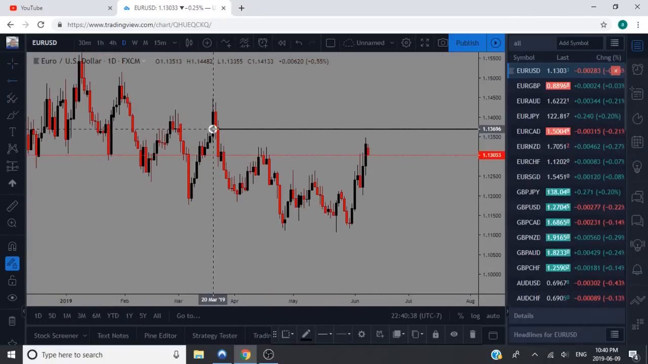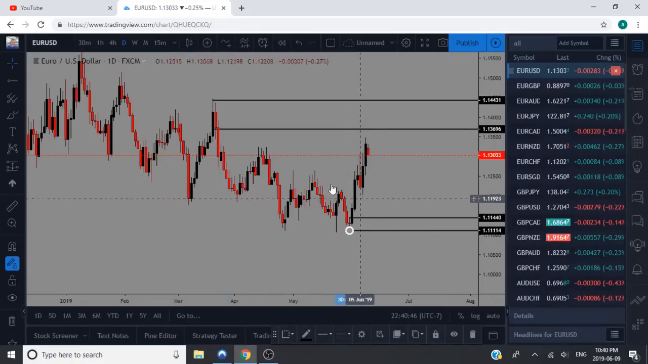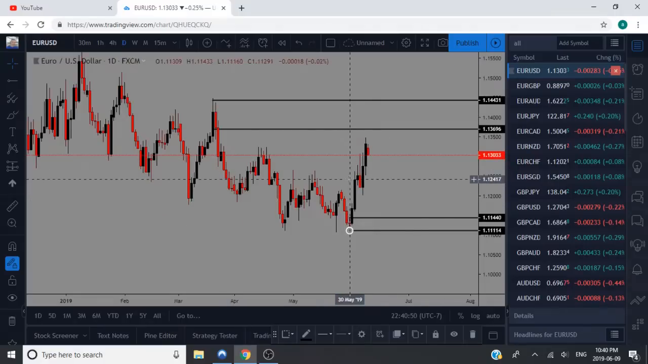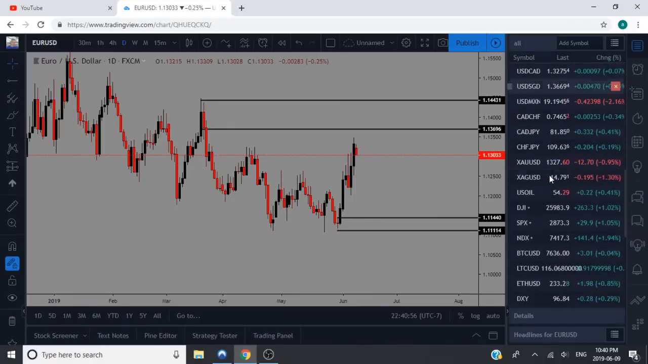Final one, EU. Supply up here and demand. I'm not a fan of that, just because it's too wicky, man. It's just rally base, drop down before it rallied. I would stay away. I think there's better opportunities out there, like we talked about.